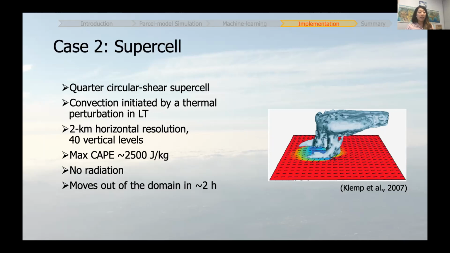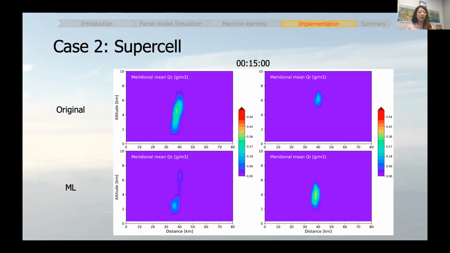So if you go to the next slide, here I'm showing a snapshot 15 minutes after the initiation of QC, cloud mass in grams per meter cubed, in the left column, and the same but for rain mass in the right column. And the top one is the default or original or control case. And the bottom is using the trained machine in estimating the precipitation rates.